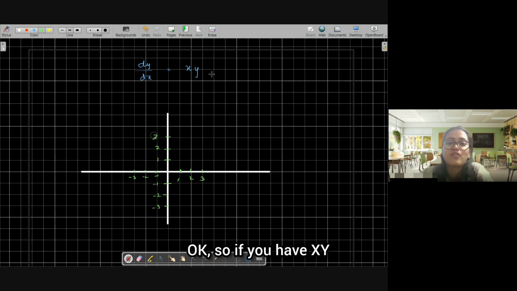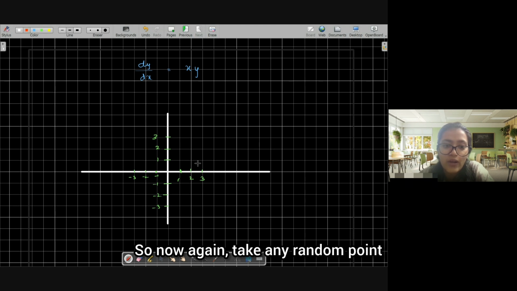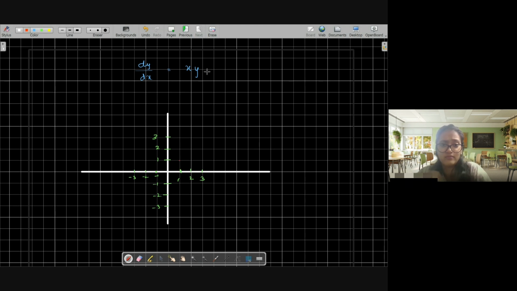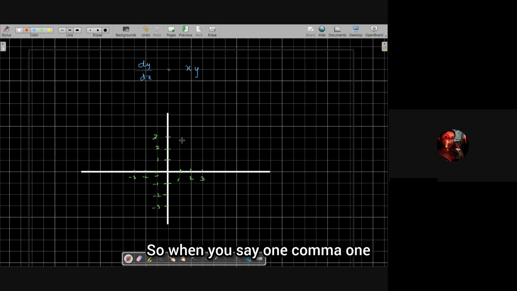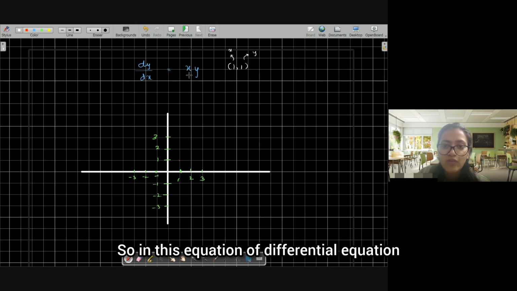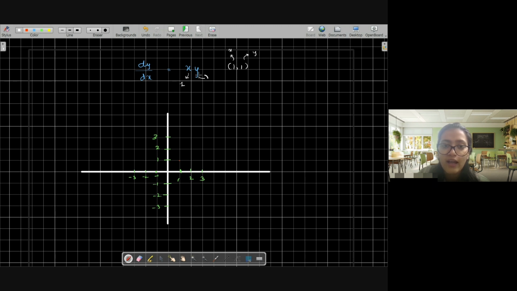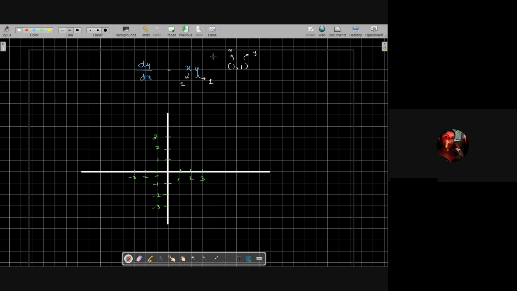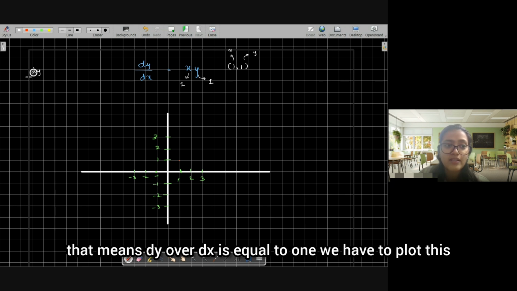So if you have xy, now you have x and y. Again take any random point. If you take 1 comma 1, you'll get the slope as 1. When I say 1 comma 1, this is the x coordinate and this is the y coordinate. So in this differential equation, you put x equal to 1 and y equal to 1. That will be 1, so dy over dx is equal to 1. We have to plot this.